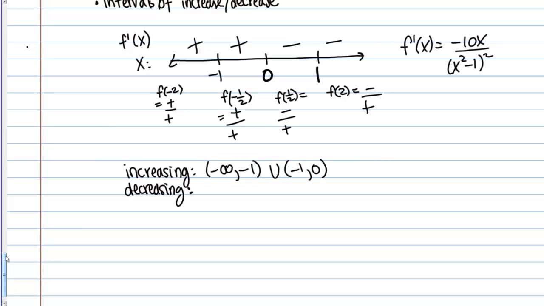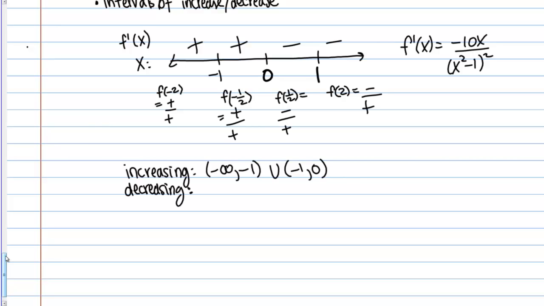-1 to 0. So why did I write it like that? Why did I separate that into two intervals? Well, remember, -1 actually isn't in the domain of the function. So the function can't be increasing at a place where it doesn't exist. So that's why I skipped over -1 in my interval. So it's increasing from -∞ to -1, and then again from -1 to 0.